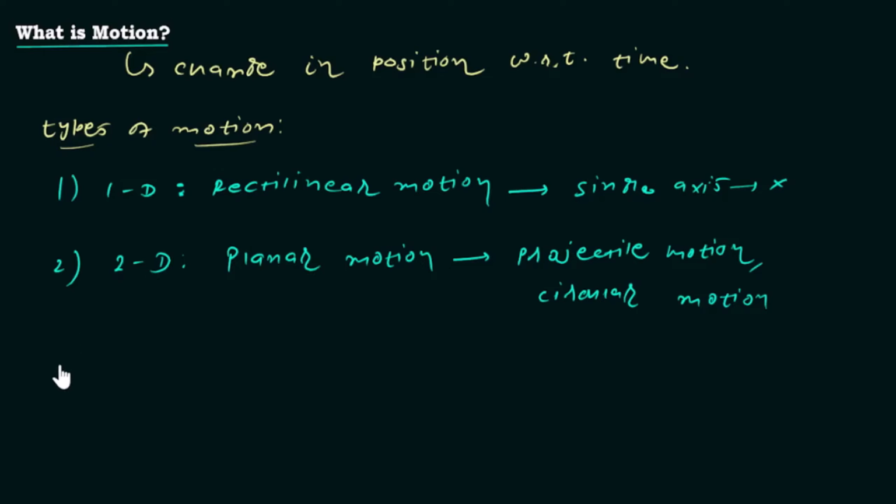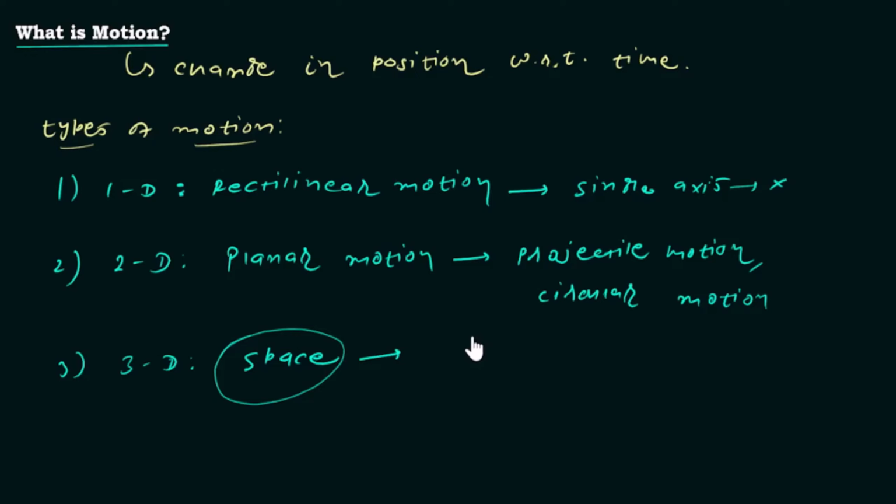The third kind of motion is 3D, which is generally motion in space, like where we live. Such motion is known as spatial motion or space motion. So that's all about what motion is.